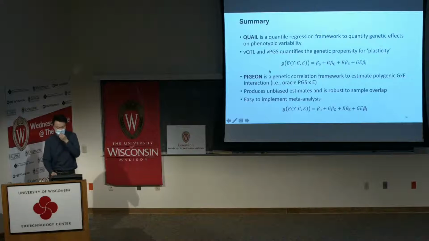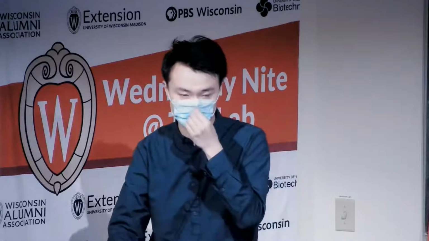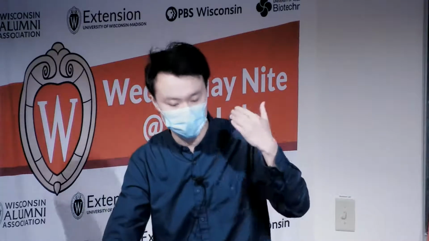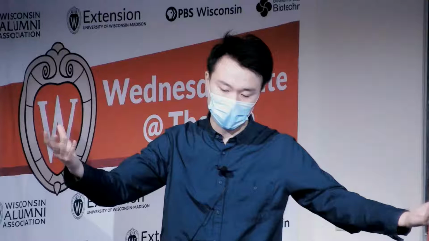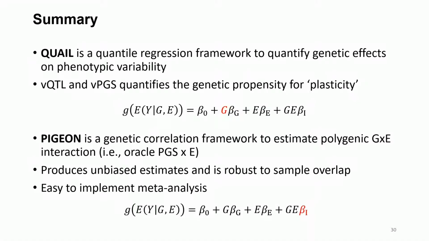And then PGen is a very different statistical framework to estimate this PGS by interaction coefficient. It has a number of advantages. It produces unbiased estimates, even if your external GWAS has limited sample size. It's also robust to sample overlap, and it's also easy to implement meta-analysis, which I'm not going to get into, but you already get the idea.